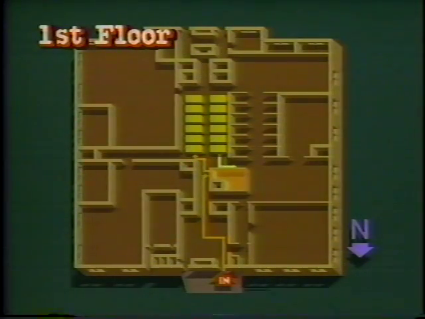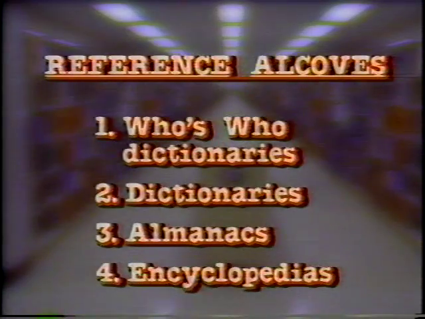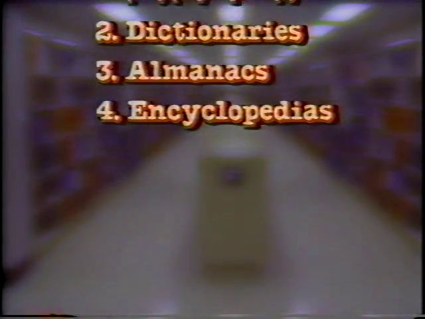We're now going to visit another area you'll find useful, the reference alcoves. As our map shows, it's located west of the information reference desk. The reference alcove area contains books that you might refer to for resource information. Included here are who's who type dictionaries, regular dictionaries, almanacs, and encyclopedias.